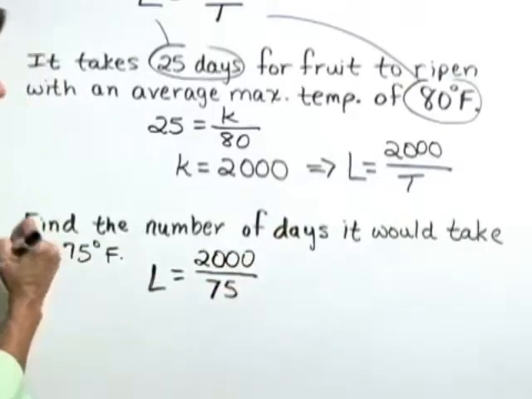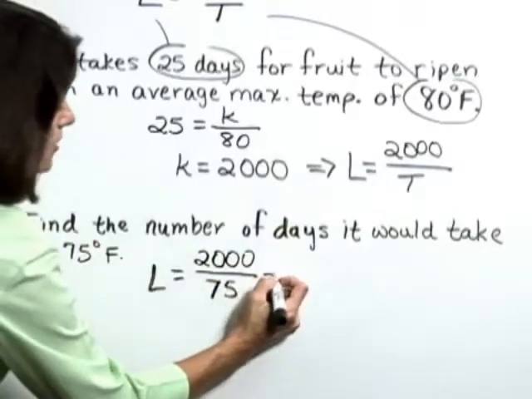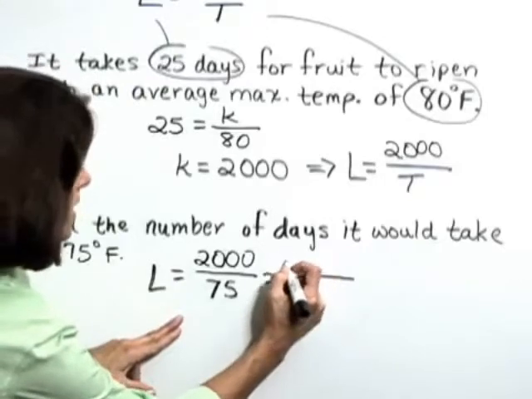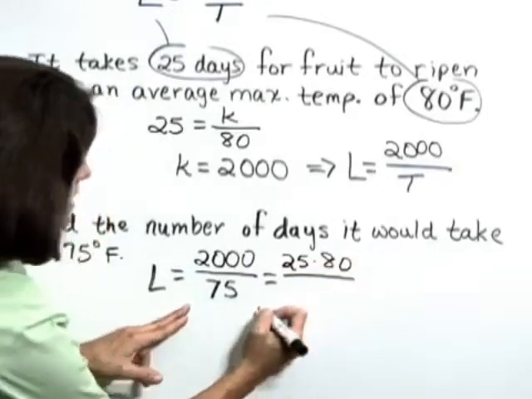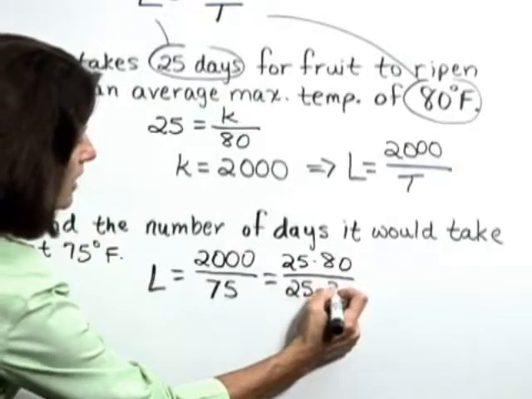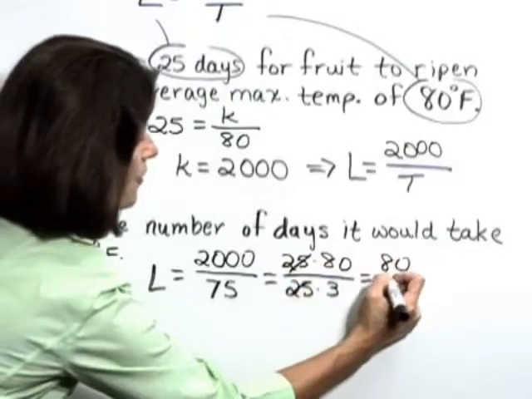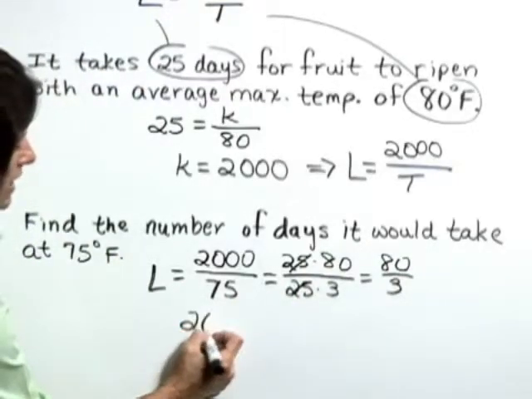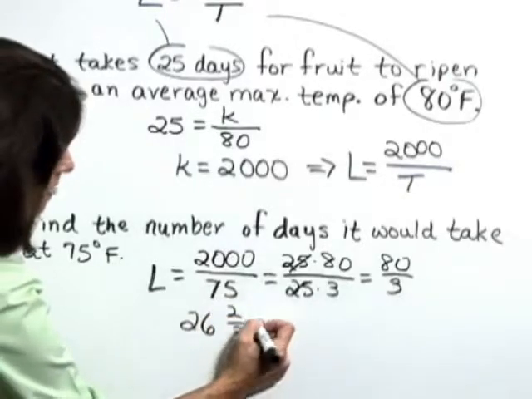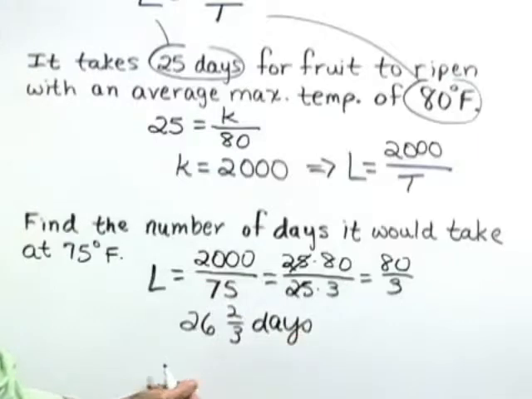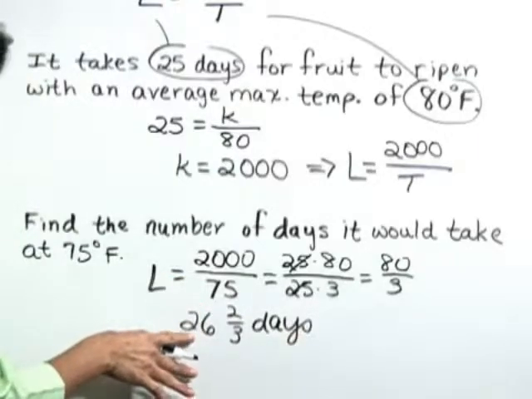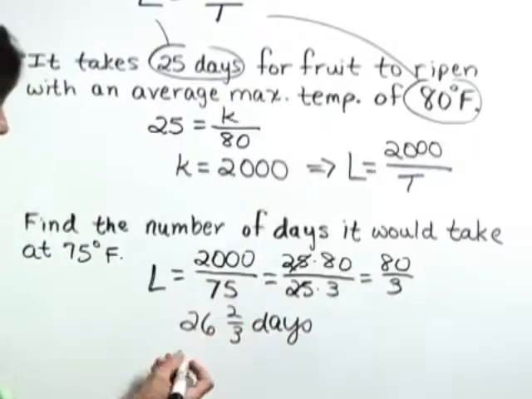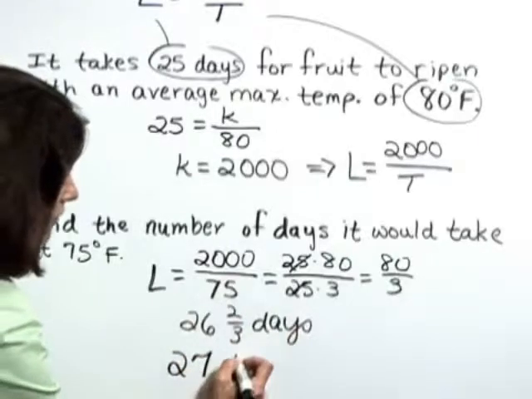divided by 75. I'm going to go ahead and reduce this fraction. 2,000 is 25 times 80. 75 is 25 times 3, so that's 80 thirds. If we write that as a mixed number, that's 26 and 2/3 days. Now, one last thing, we were asked to round this to the nearest whole number. So that 2/3 is going to round up and cause our answer to be 27 days.